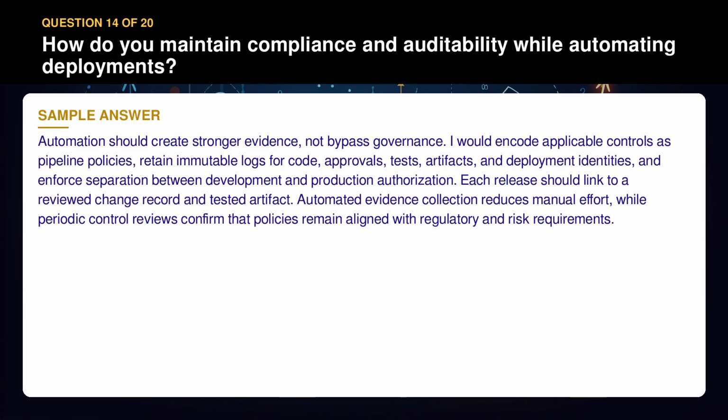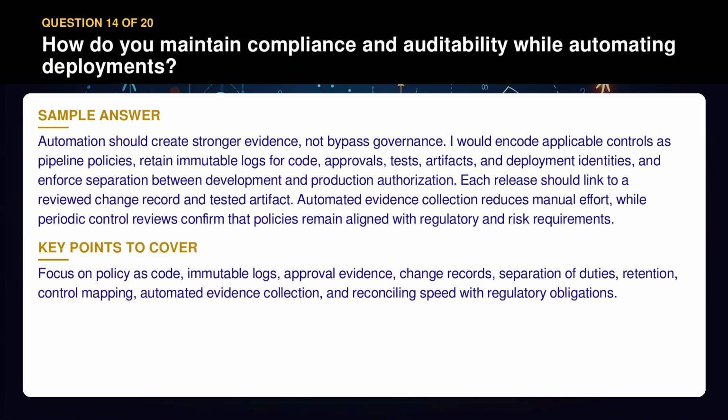Automated evidence collection reduces manual effort, while periodic control reviews confirm that policies remain aligned with regulatory and risk requirements. Focus on policy as code, immutable logs, approval evidence, change records, separation of duties, retention, control mapping, automated evidence collection, and reconciling speed with regulatory obligations.